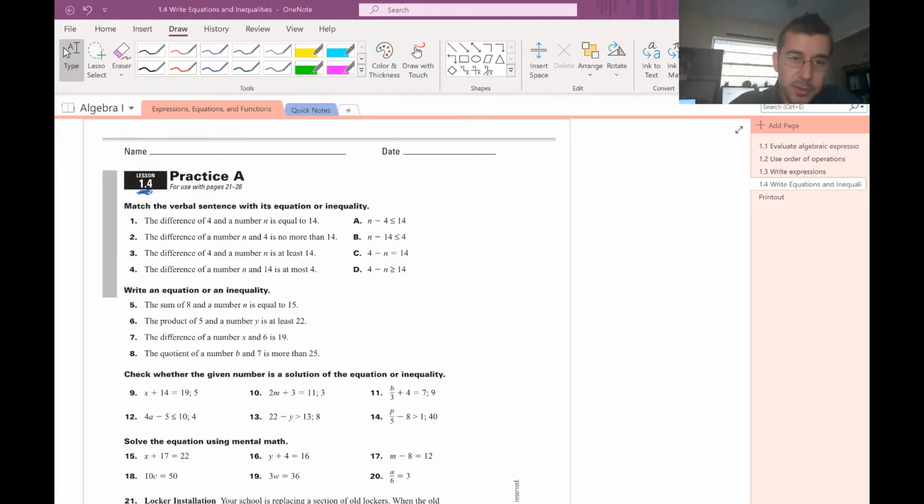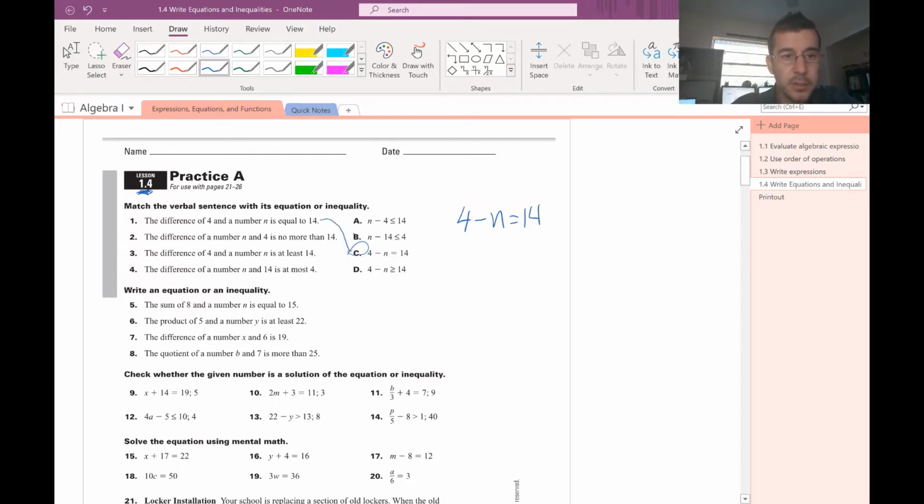So the difference of 4 and a number n is equal to 14. So which one matches with one? 4 minus n equals 14, this one, right? So A matches with C.